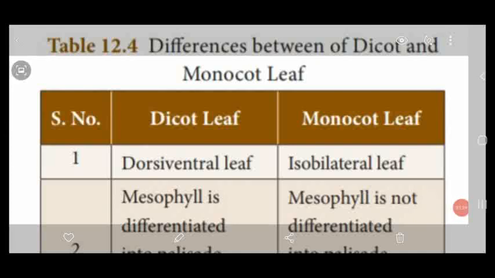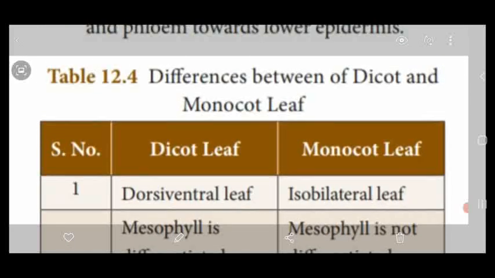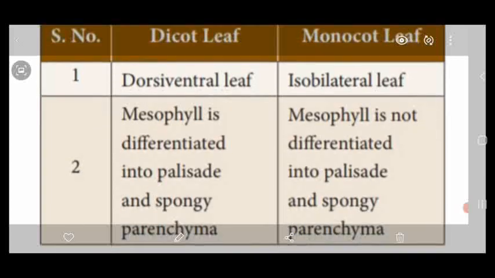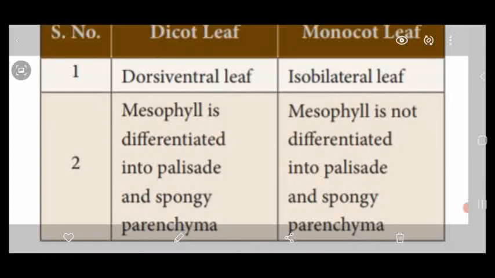Dear students, the next topic is the difference between dicot leaf and monocot leaf. Up to this topic, the plant anatomy topic is over. Next we are going to see the plant physiology lesson in the next video class. Now, the difference between dicot and monocot leaf. First one, dicot leaf is otherwise named as dorsiventral leaf. Monocot leaf is named as isobilateral leaf.